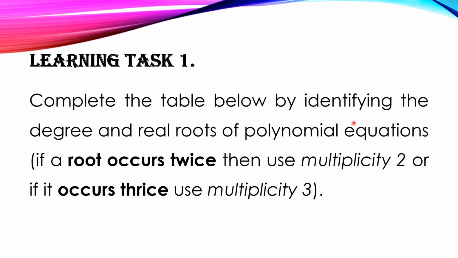Okay, let's have our first learning task. So, complete the table below by identifying the degree and real roots of polynomial equation. So, if a root occurs twice, then use multiplicity 2. Or, if it occurs thrice, use multiplicity 3. Ibig sabihin, papasimplihin natin kapag twice siyang naulit, gagamitin natin itong term na to, itong multiplicity 2. Sabihin, twice, no, dalawang beses na ulit yung root na yon, or kapag 3 times naman siya, mas magandang ilalagay natin multiplicity 3. So para mas formal yung ating itsura ng ating mga roots. Kasi para hindi natin ulit isusulat yung mga roots niya, kasi there's a possibility na maulit yung mga roots natin. Okay?